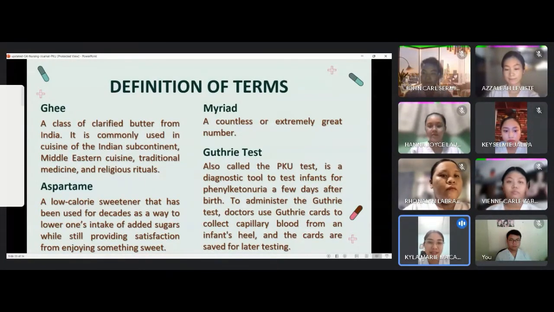Lastly is the Guthrie test, also called the PKU test, a diagnostic tool to test infants for phenylketonuria a few days after birth. To administer the Guthrie test, doctors use Guthrie cards to collect capillary blood from an infant's heel, and the cards are safe for later testing. Next reporter, please.